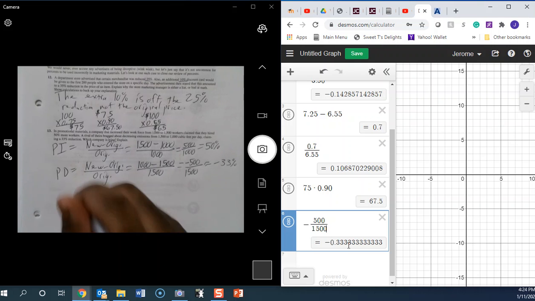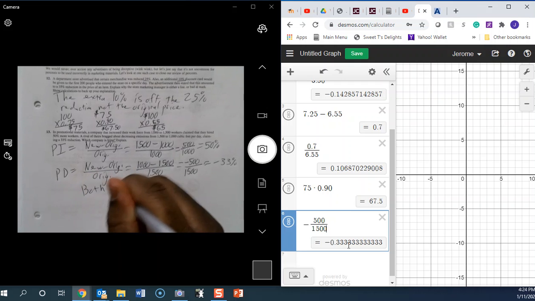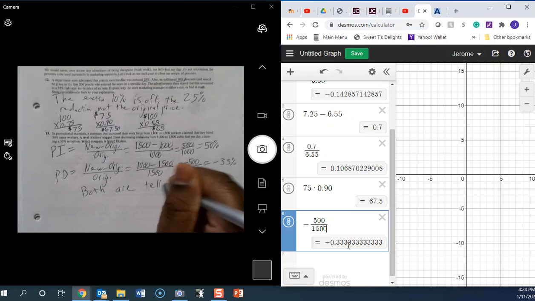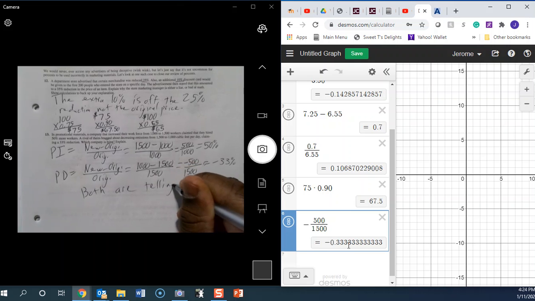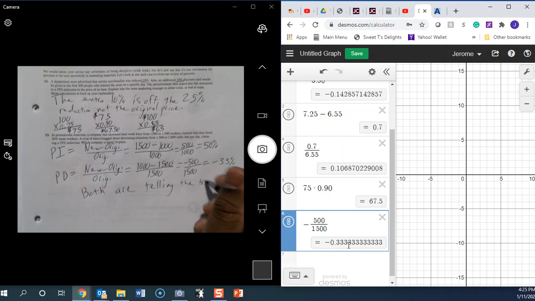So both are telling the truth. Now you could get technical and say that the reduction is a little bit more than 33%, but it's around that, so I would consider both of them telling the truth.